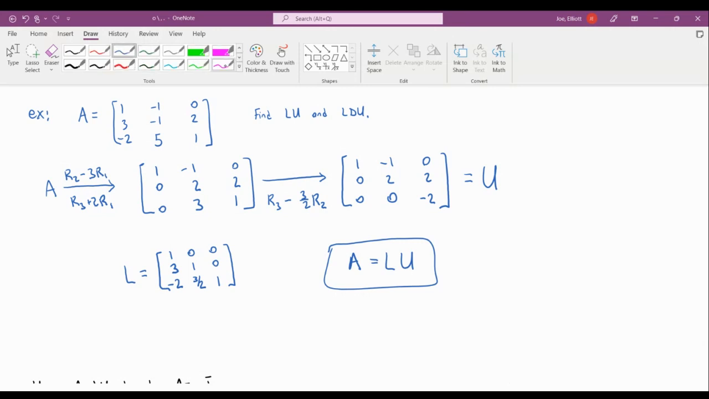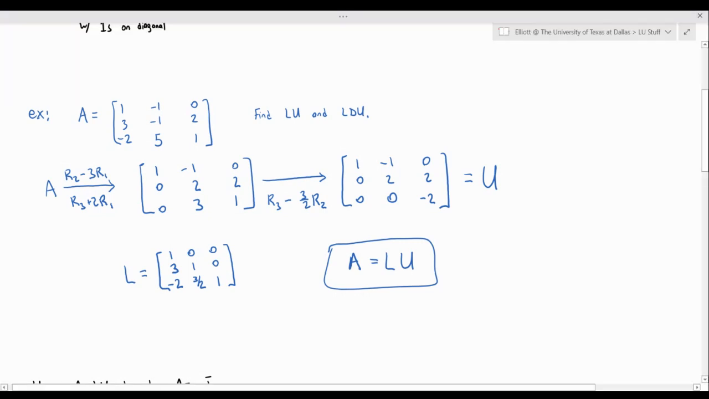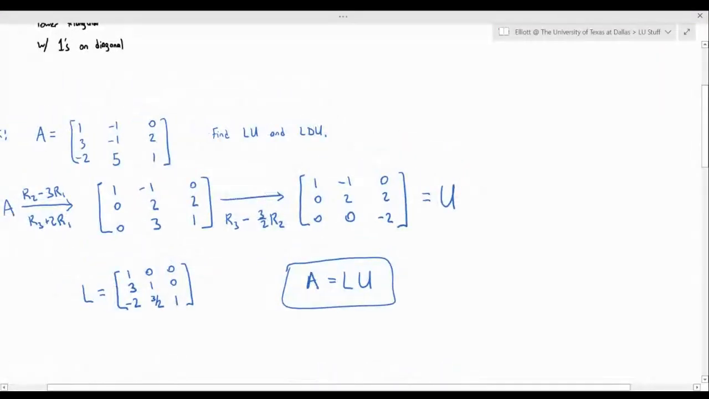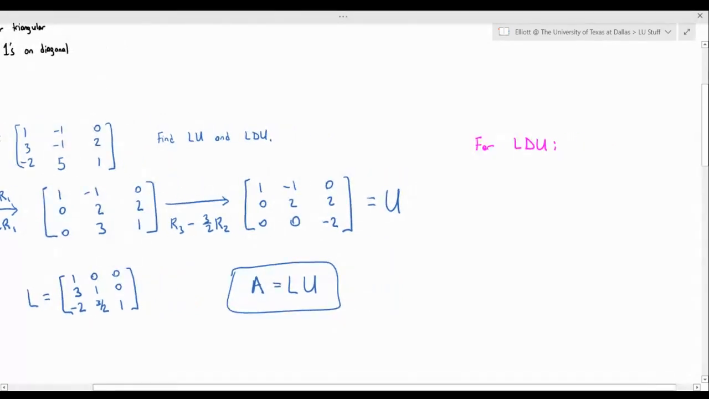And then I'll also talk about the LDU factorization real quick using this example. So for the LDU factorization, from this upper triangular matrix that we ended up with from the elimination, we want to take the diagonal entries 1, 2, -2. We're just going to take the diagonal entries and put them into a diagonal matrix, and that will give us the matrix D.